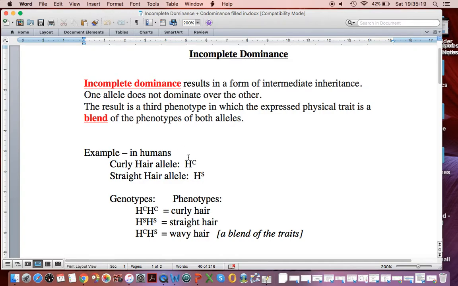So we said capital H is for hair, and then we say, okay, let's put a big C up here for curly and a big S for straight. Well, it turns out there's three possible genotypes in this case, and three possible phenotypes. If all you get are the alleles for curly hair, so it's homozygous, you cleverly get curly hair. If all you get are the alleles for straight hair, you end up with straight hair. But if you get one allele for curly and one allele for straight, you get wavy hair.